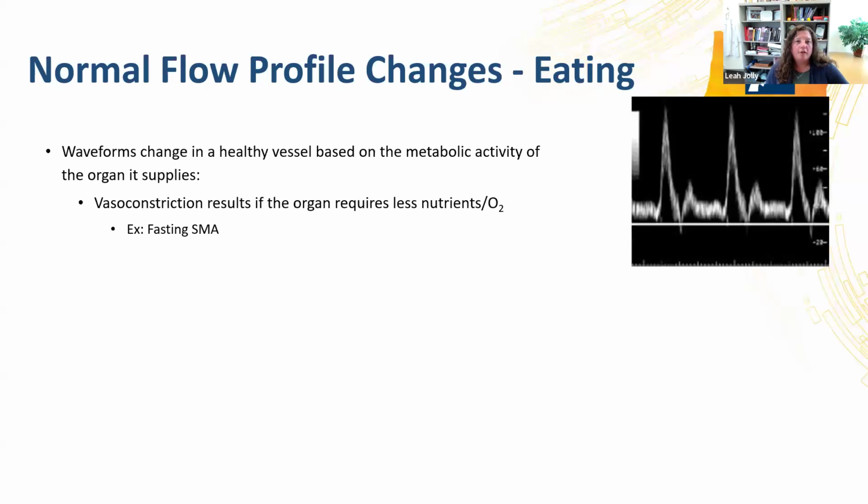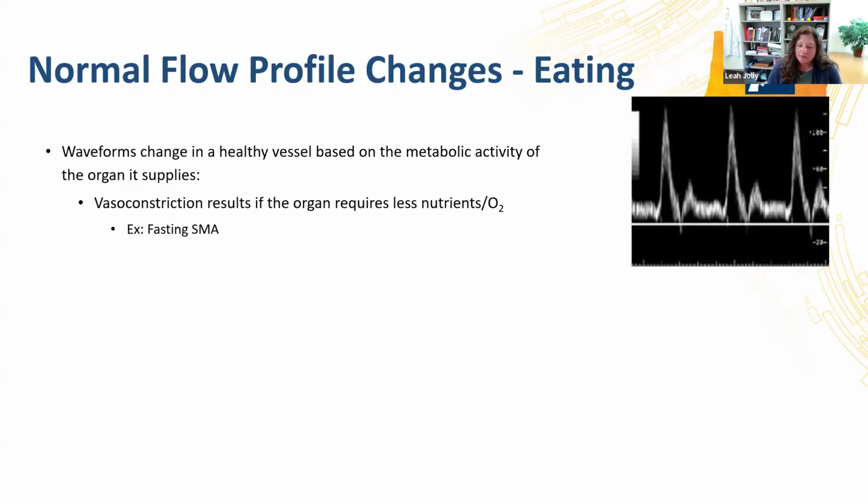All right, so normal flow profile changes: something that can change the way the blood is flowing, even in a normal patient. Here's an example, and the waveforms will change in a healthy vessel based on the metabolic activity of the organ it supplies. For example, we scan a patient while they're fasting. They have not eaten anything, so their superior mesenteric artery shows a nice peak, a little bit of a flow reversal, and still some diastolic flow. So this is more of that intermediate resistive flow pattern.